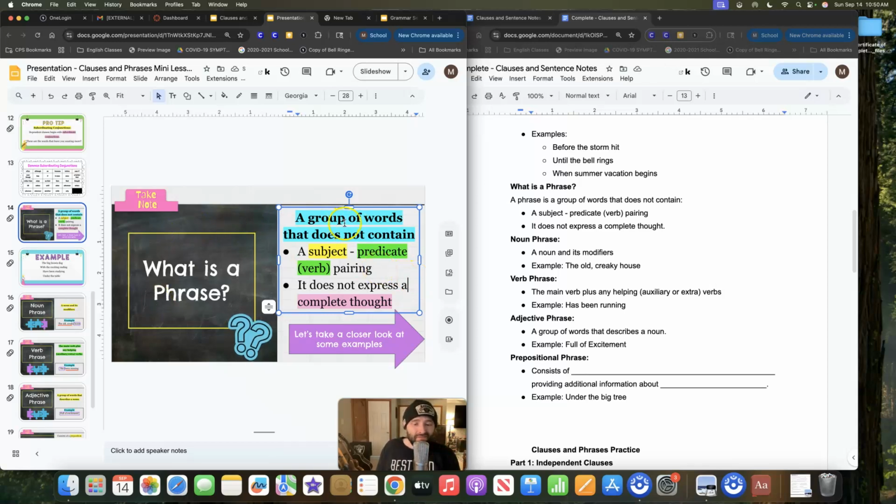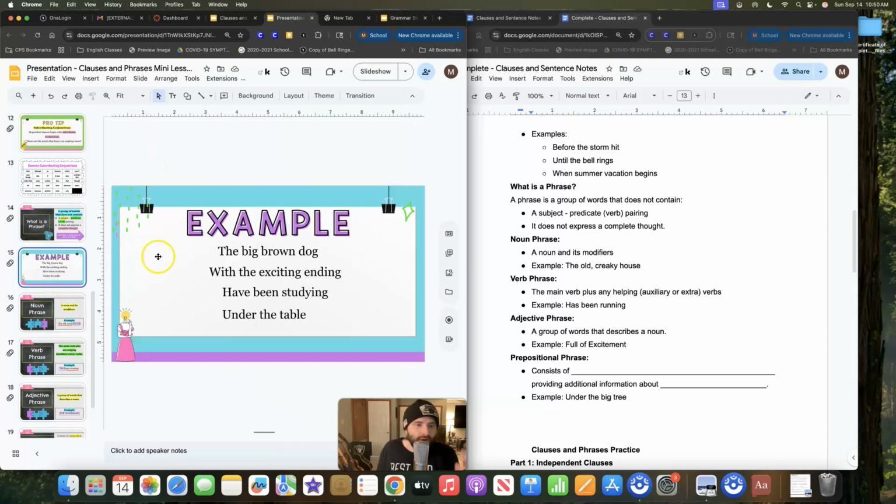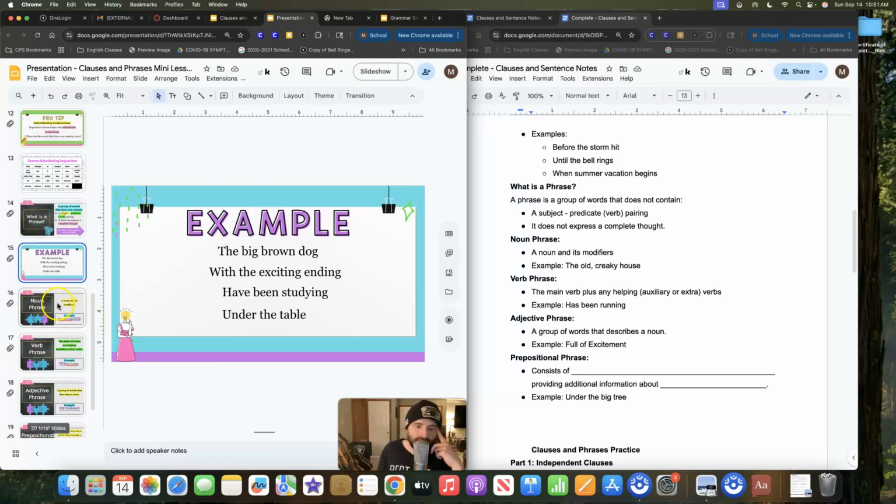We have 4 types of phrases that we want to focus on, but here are some examples. The big brown dog. Notice I don't have a verb. Have been studying. Notice I don't have a subject. Under the table. Notice I don't have a subject or a verb. These are phrases. They help, but they're not complete thoughts. So we have 4 types.